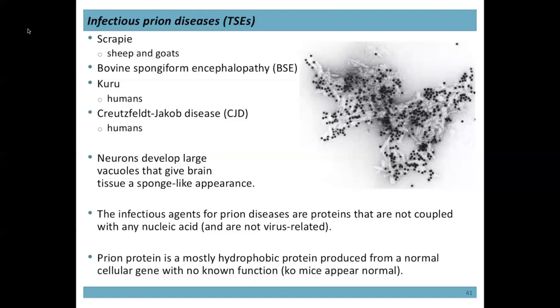So these are known as prions, or protein infectious agents, and they're mostly hydrophobic proteins produced from a normal cellular gene. And we're not sure what that gene functions as, meaning that if you knock this gene out in mice, the mice appear normal. So for some reason, we got this protein floating around, and when it's in its correct conformation fold, it does nothing. When it misfolds, it's going to aggregate and cause neurological problems and eventually death.